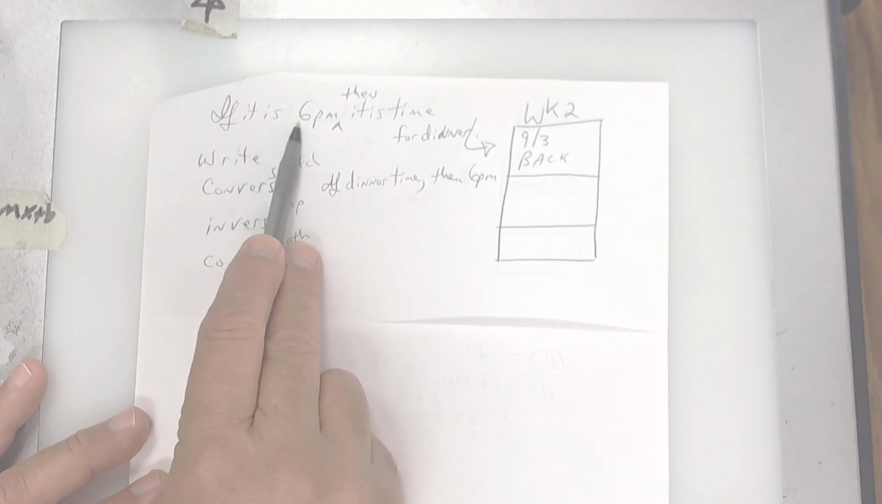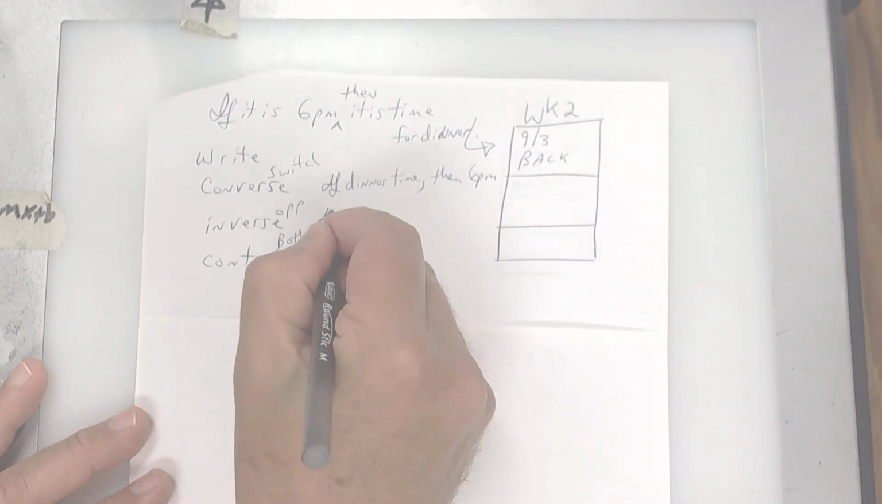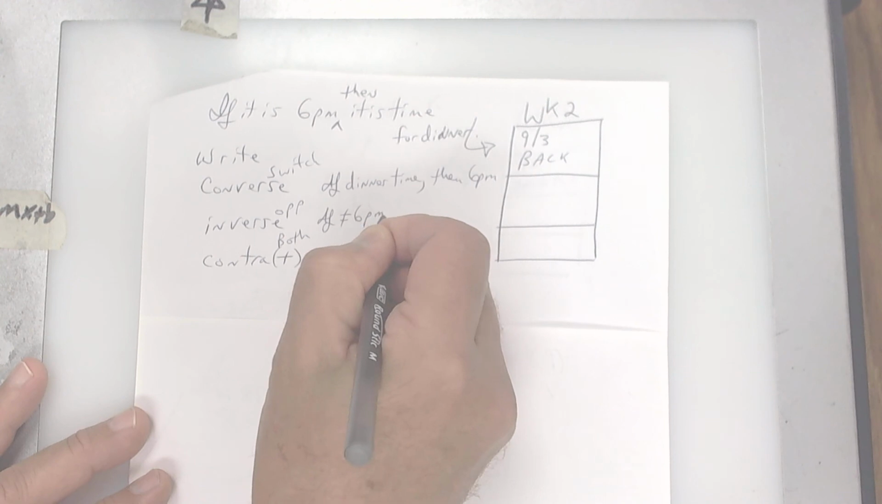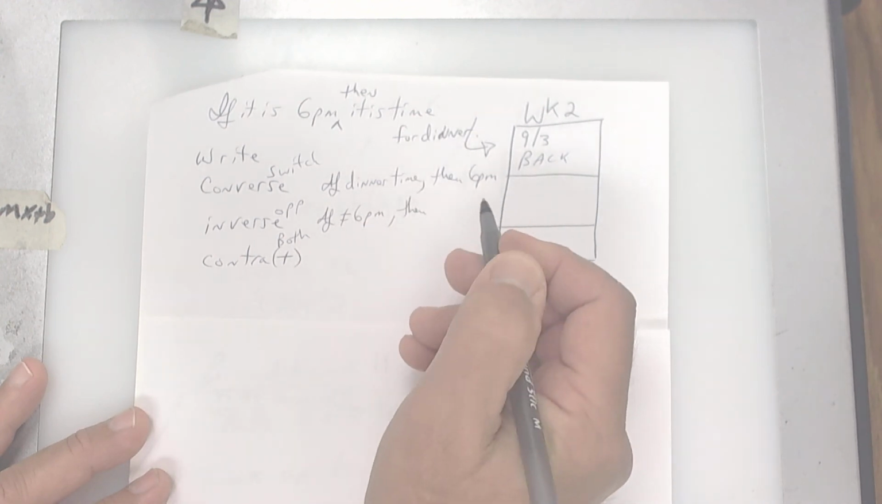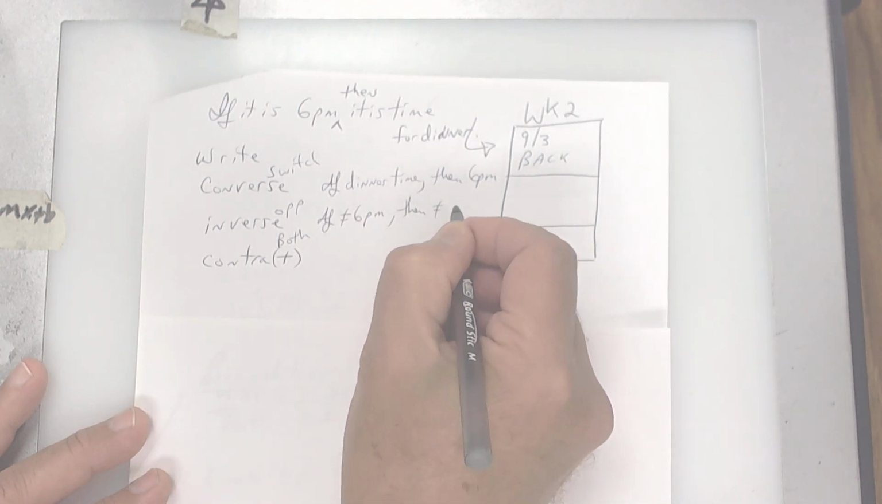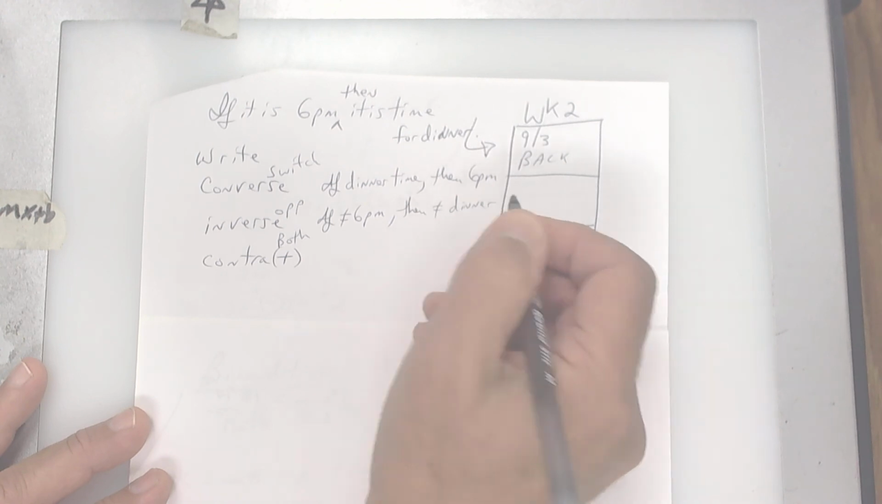So you say if it is not 6 p.m., then it is not time for dinner. Now you got to write all that out.